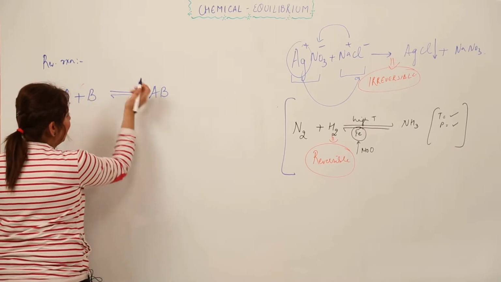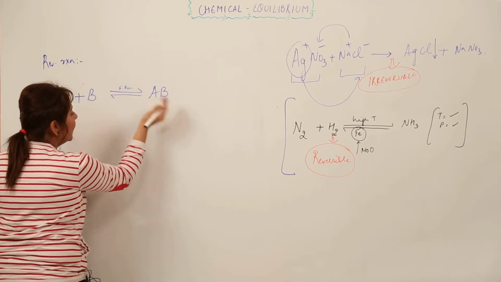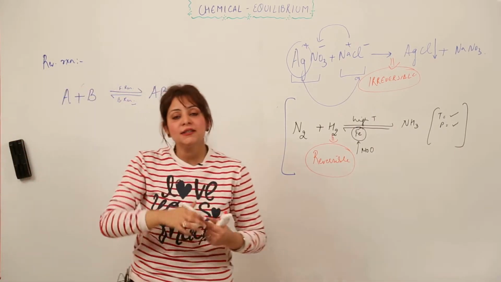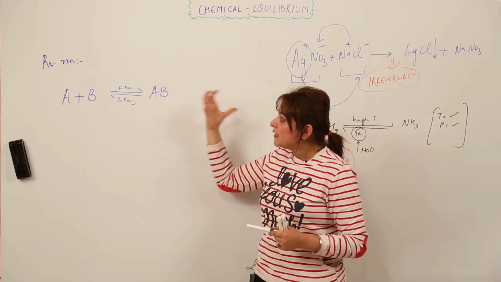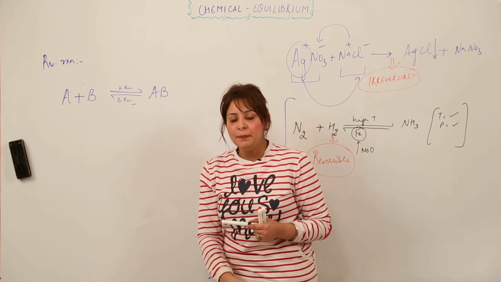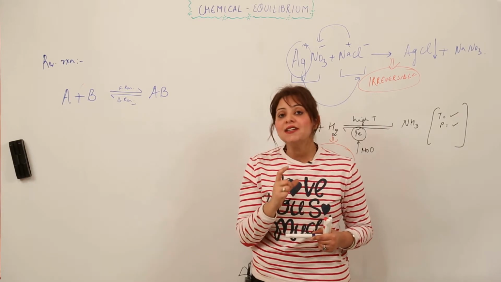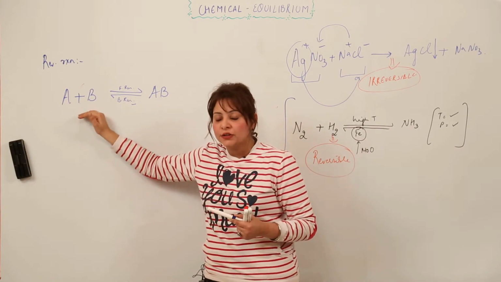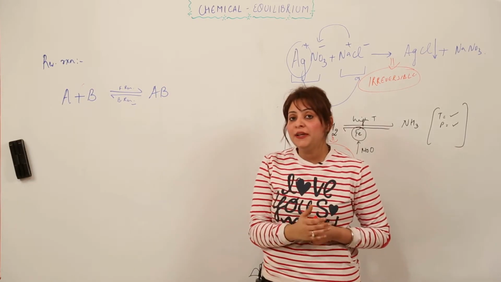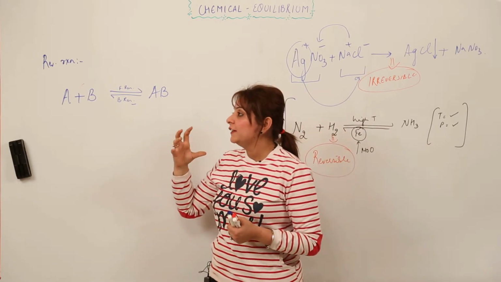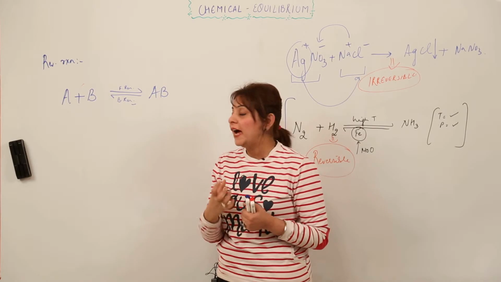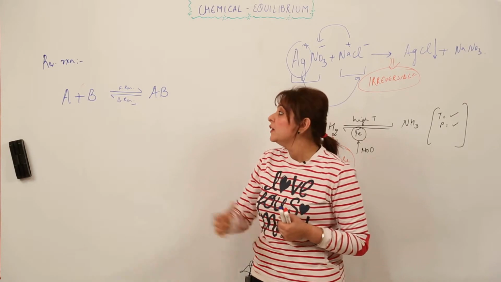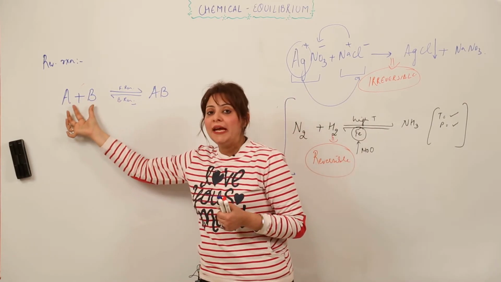That means the forward reaction is occurring as well as the backward reaction. Now what happens: as A and B are combining to give AB, and at the same time AB is dissociating to give A and B back, we'll reach a certain stage when the rate of the forward reaction becomes equal to the rate of the backward reaction. Again I'm repeating, what does it mean actually? It means that the speed at which A and B are combining to give AB is similar to the speed at which AB is getting dissociated into A and B.